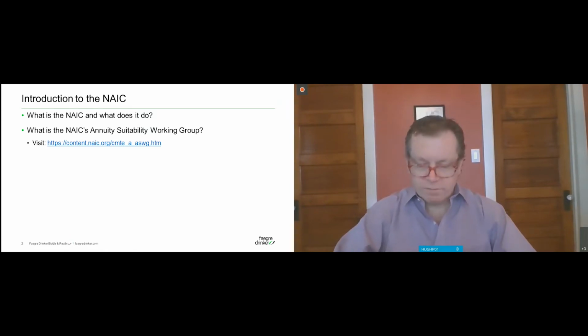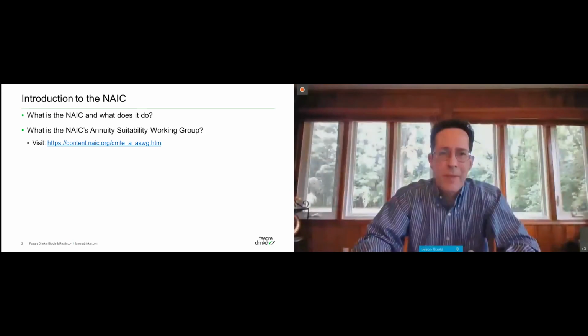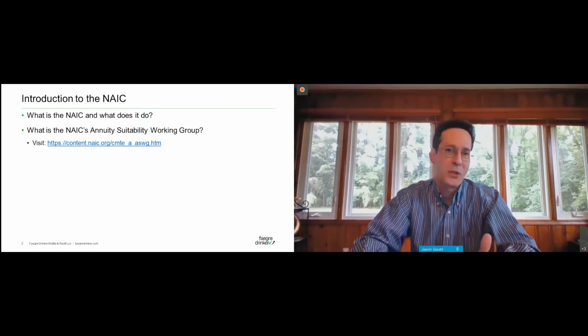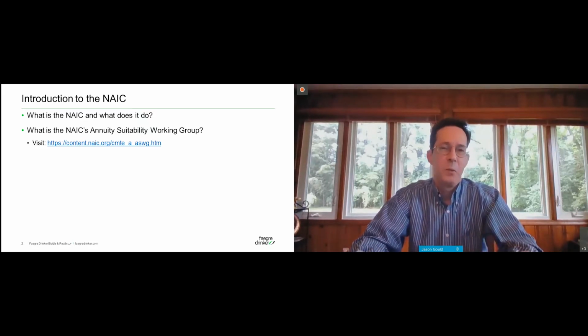Right. So Bob, the model states that one of its purposes is to require producers to act in the best interest of the consumer when they're making a recommendation of an annuity. So that seems to raise two key questions. The first would be, what does it mean to make a recommendation?